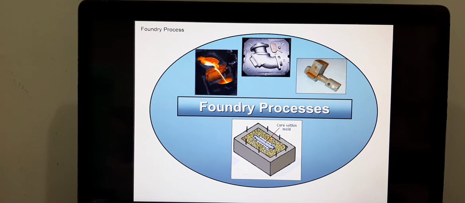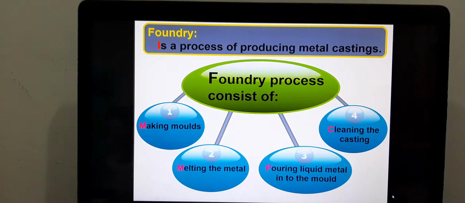The first one that we're going to talk about is foundry process or sand casting process. So what is foundry process? Foundry is a process of producing metal castings. So you're going to produce a part using the casting method. What is casting? You're going to use a mold to produce your part, and your part is obviously made out of metal. So foundry process consists of four steps.